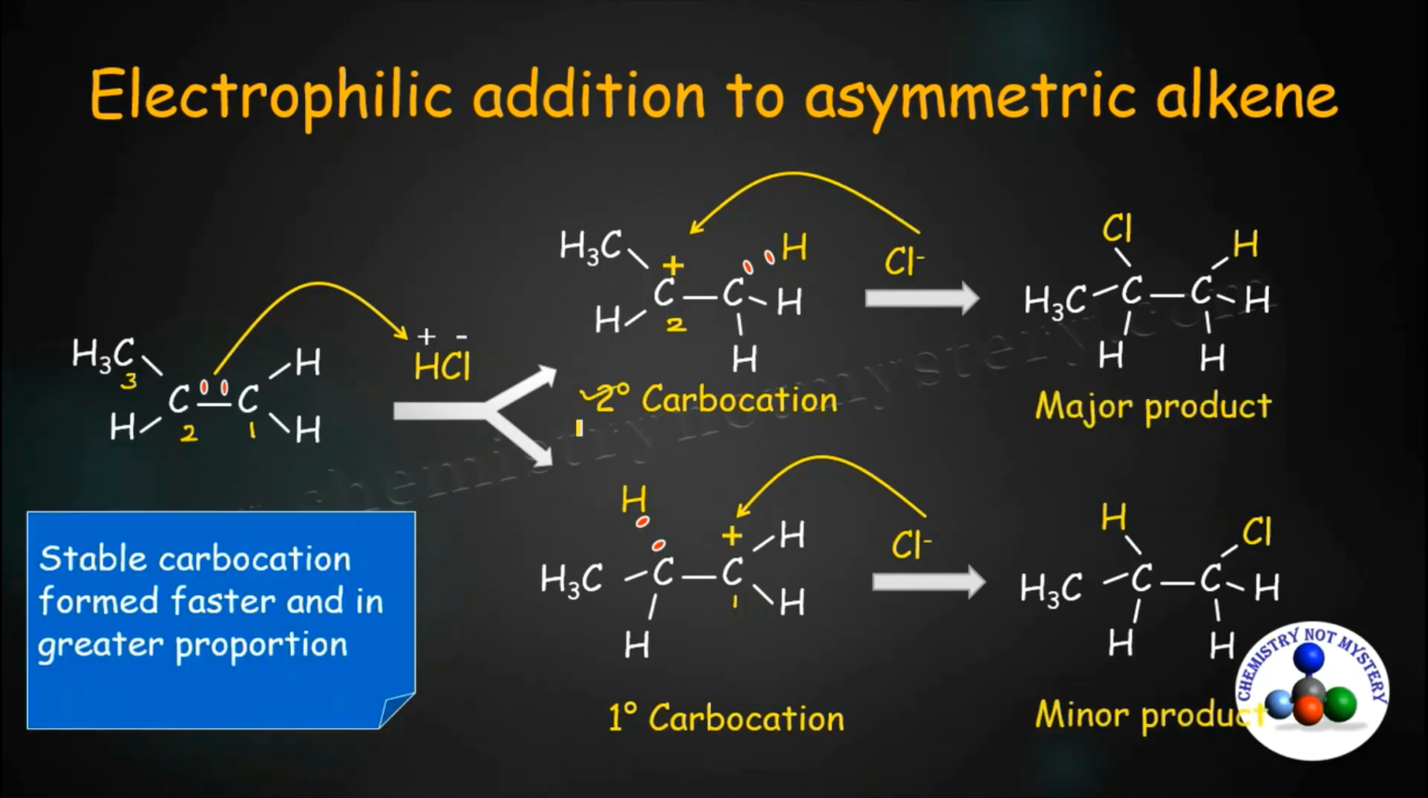As we just have discussed, secondary carbocation is a stable carbocation, and stable carbocations form faster and in greater proportion. As the secondary carbocation is a stable one, it will form in greater proportion, so it will result in the formation of the major product, that will form in the major quantity. That's why it is called the major product. While primary carbocation is an unstable one, so it will form in lesser proportion and leads to the formation of the minor product that will form in lesser quantity.